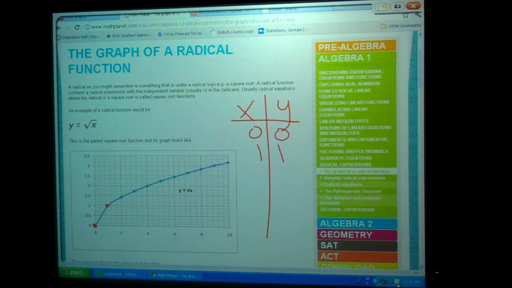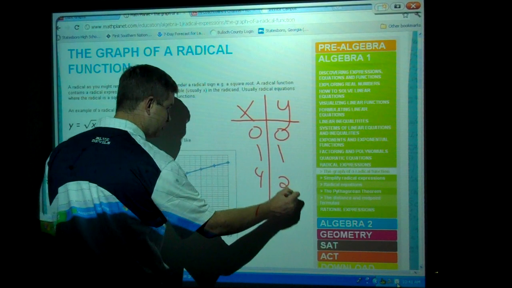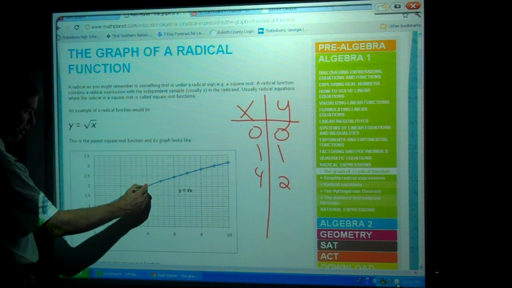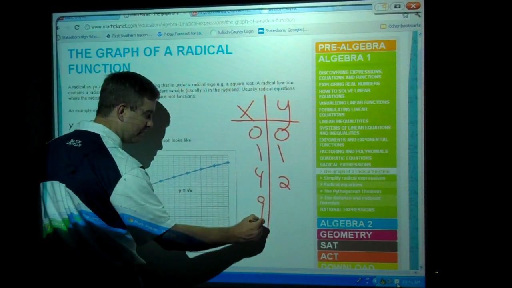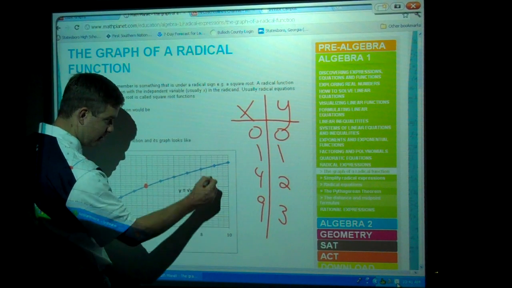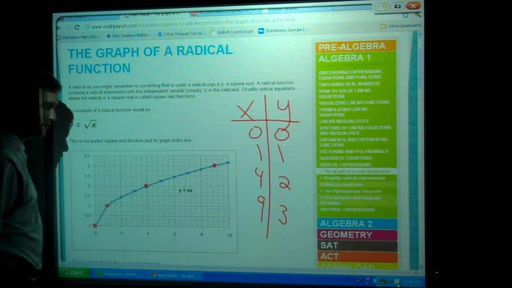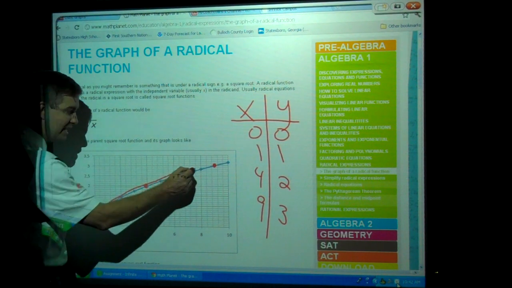What would be the next point that would be nice and easy to graph? 4. Why not 3? Because the square root of 3 is a decimal. So 4 would be the next perfect square that I would want to try. Square root of 4 is 2. So here we go, 4, 2. What would the next one be? 9. What's the square root of 9? 3. So here's 9 right in here somewhere, and 3 would be right there. So here's the graph of y equals the square root of x.